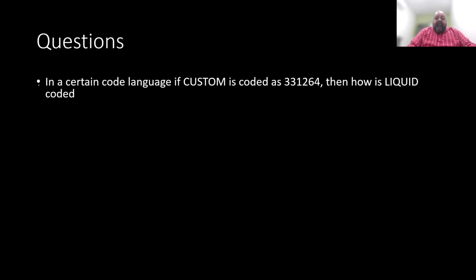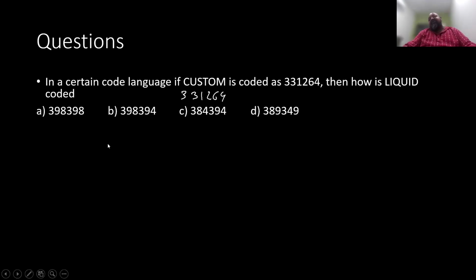Again, here for example, custom is coded as 331264. What will be the code for liquid? So the number of alphabets is equal to the number of digits. So for each alphabet, somehow I need one digit.